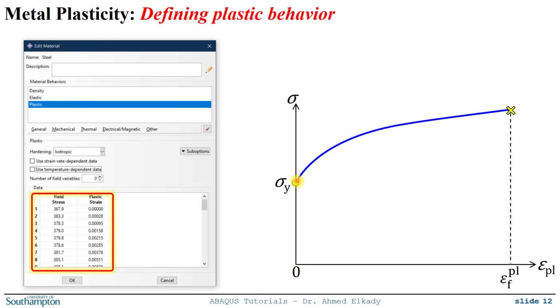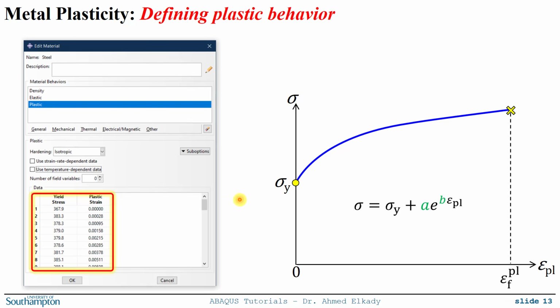And pretty much this branch over here is the plastic strain, because when you define the plastic behavior in ABAQUS, you define it with respect to the plastic strain, not the total strain. So you need to provide the data for this entire branch in two fields, which are the yield stress and the plastic strain. And notice here that the first point is the yield stress and the plastic strain corresponding to it is 0, which is this point over here.